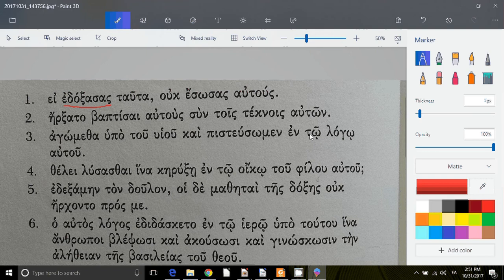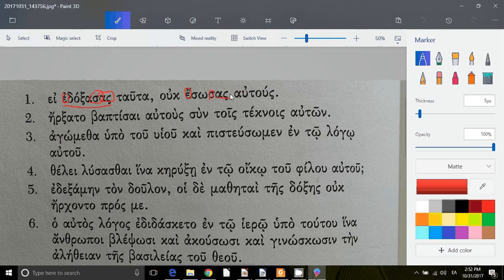So we have a conditional sentence, right? We have ei plus something in the indicative, so it's just a first-class conditional sentence. So if you glorify these things, and edoxasas, that's an aorist, isn't it? It has the sigma on the stem, and an augment, and this alpha ending. So it's aorist indicative active, second person singular. If you glorify these things, and then we have that repeated.